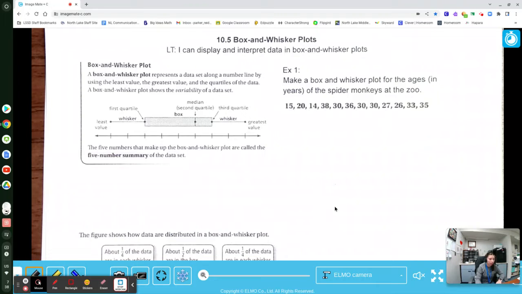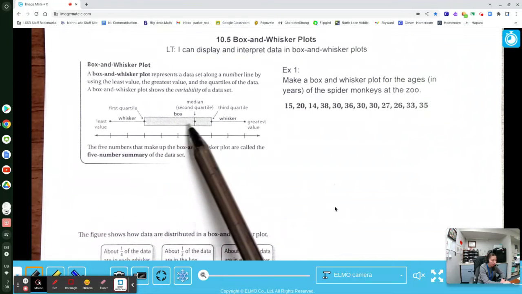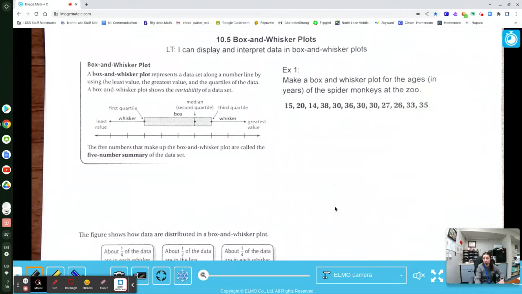A box and whisker plot shows the variability of a data set. It shows how spread out it is. The 5 numbers that make up the box and whisker plot are called the 5-number summary of the data. So our least value, first quartile, median, third quartile, greatest value, those 5 numbers are what we need to make a box and whisker plot, and they are called the 5-number summary.